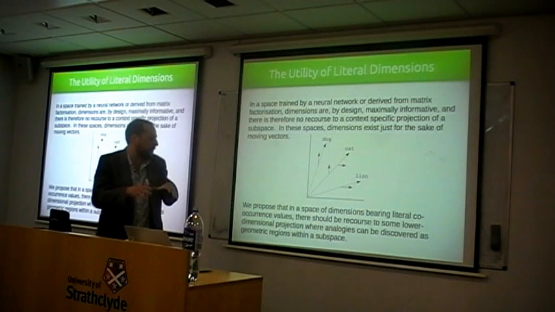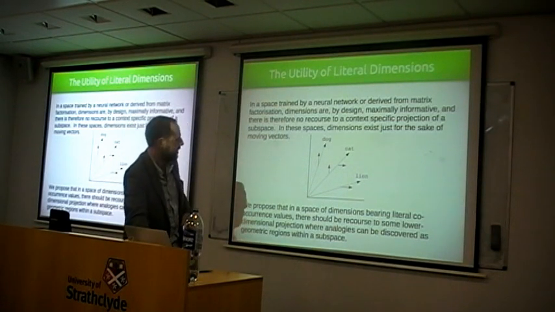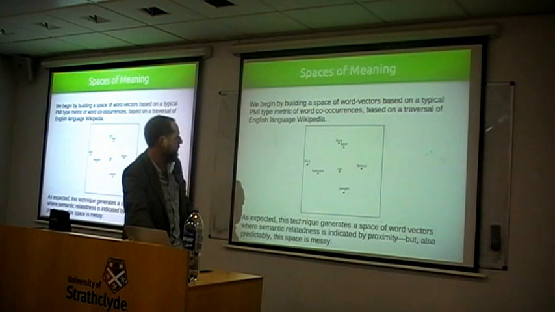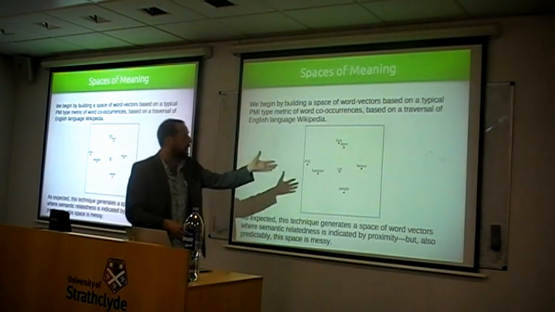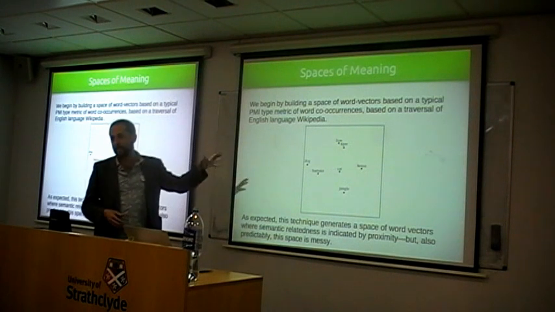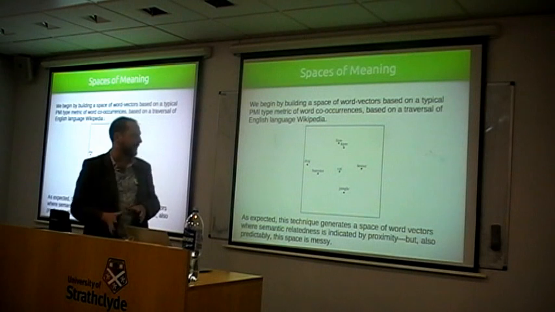And in this kind of space, we should be able to begin to project contextually subspaces where we can figure out why banks are to rivers as shoulders are to roads. So we begin by building a space like this. We use a fairly typical PMI type metric. We keep everything positive. It's not exactly PPMI, but it's something like that.